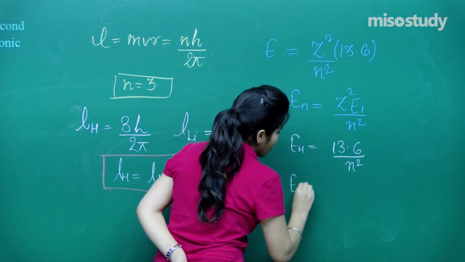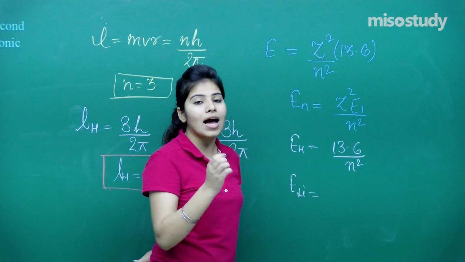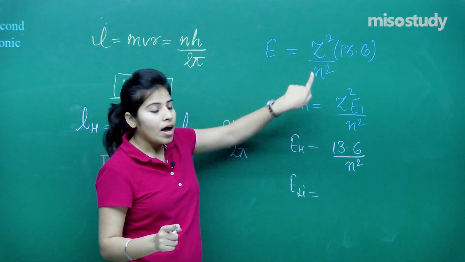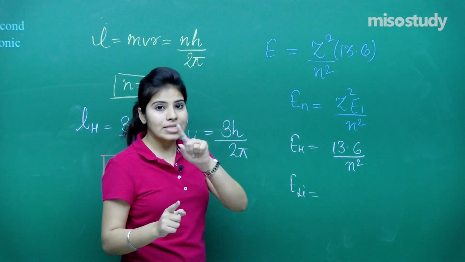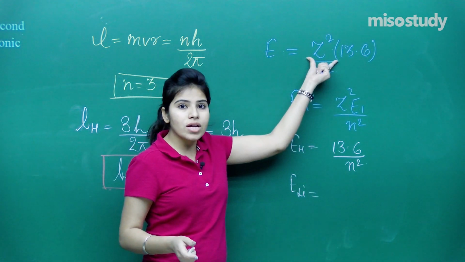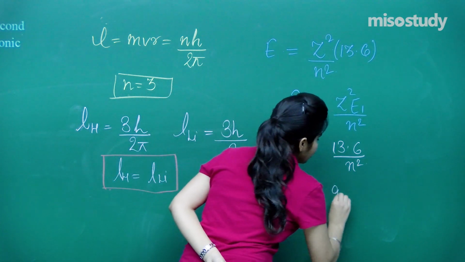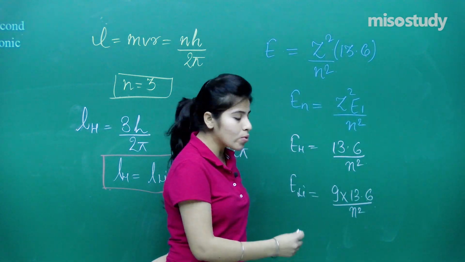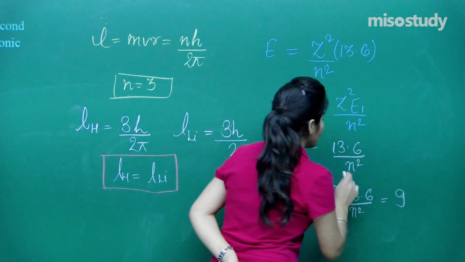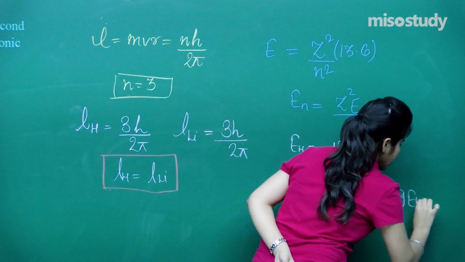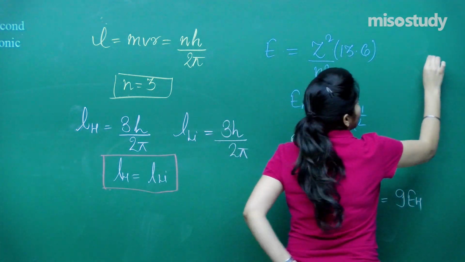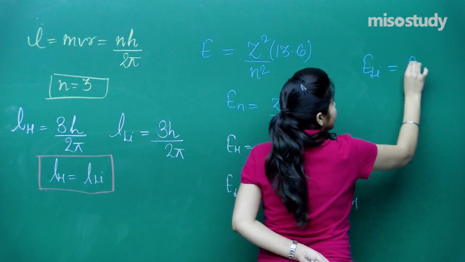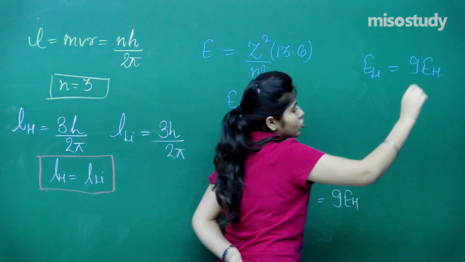Now if I talk about the lithium ion, Z denotes the atomic number, and for lithium the atomic number is 3. So the square of 3 will be 9. So 9 into 13.6 divided by N square, or you can write it as 9 into EH as well. So your energy for lithium has come out to be 9 times EH.